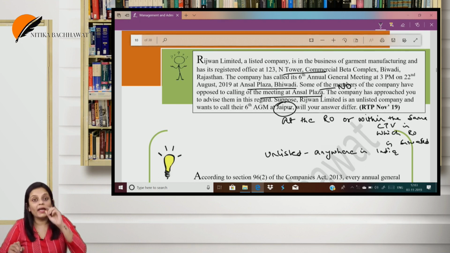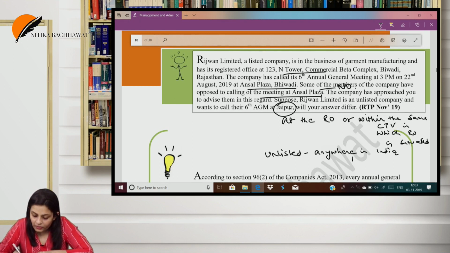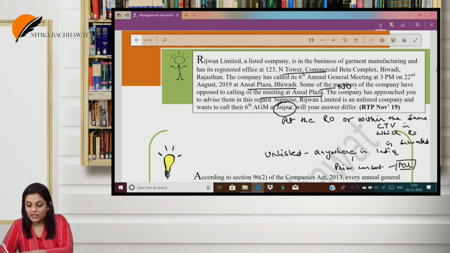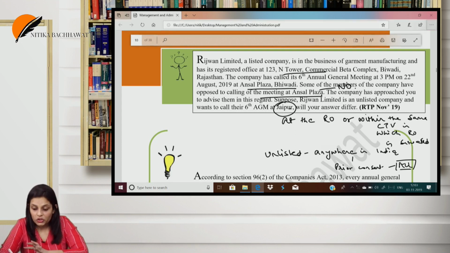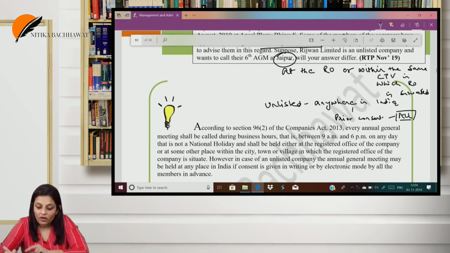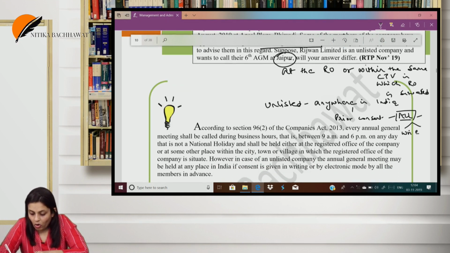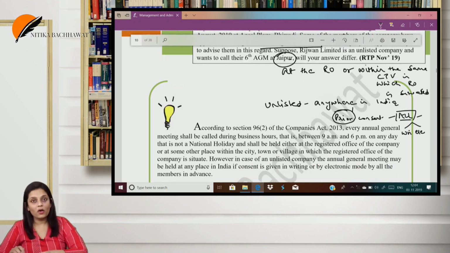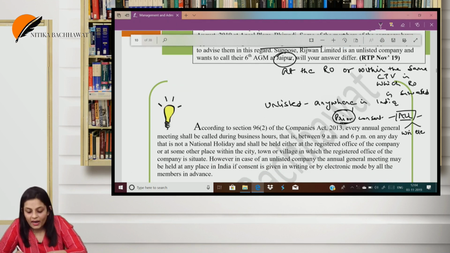It can be called anywhere in India if prior consent of how many members is taken? Please understand, all. In shorter notice, it was 95%, but here it is not 95%. It is consent of all the members, either in writing or electronic mode. I have said prior consent. So if I call the meeting and then take the consent, it is not valid. First we have to take the consent of all the members. So even if a single person refuses, it is not valid.